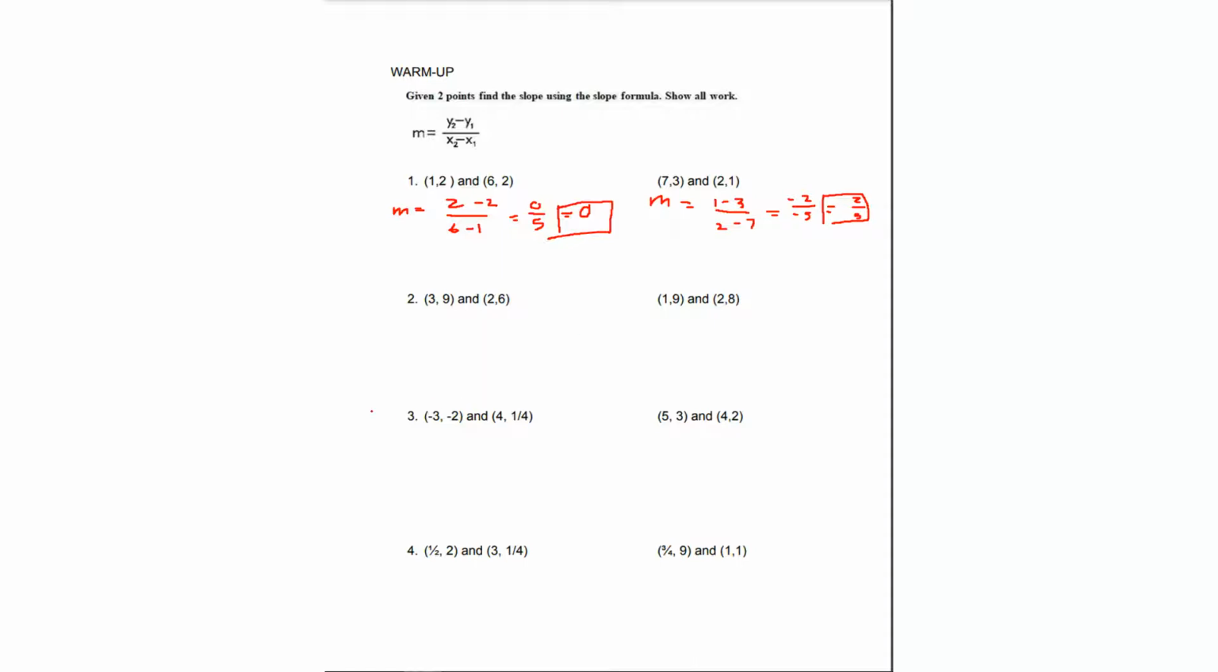Still one more problem. Number 3 has fractions here, so just be careful. The slope is 1 over 4 minus -2 over 4 minus -3, which is equal to 1 over 4 plus 2 over 4 plus 3. That's equal to 9 over 4 over 7, or just 9 over 28.